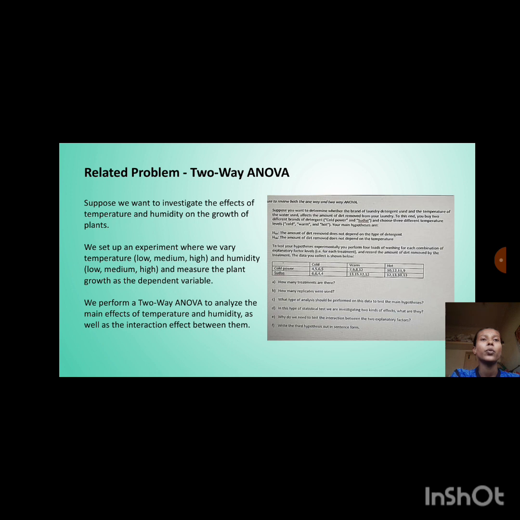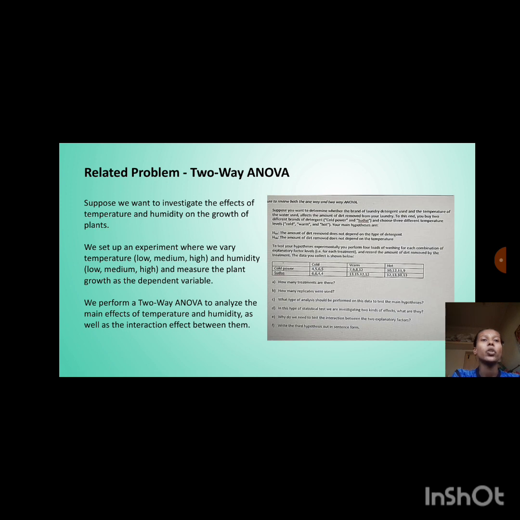Related problem of two-way ANOVA. Suppose we want to investigate the effect of temperature and humidity on the growth of plants. We set up an experiment where we vary temperature low, medium, high and humidity low, medium, high, and measure the plant growth as the dependent variable. We perform a two-way ANOVA to analyze the main effect of temperature and humidity, as well as the interaction effect between them.